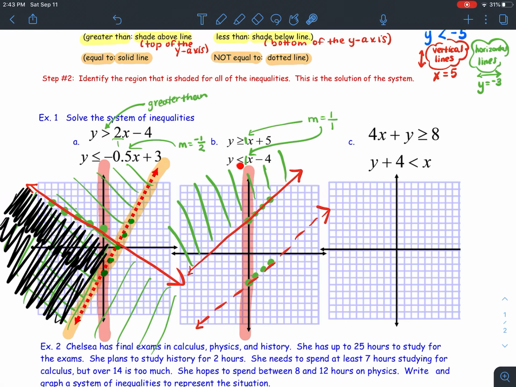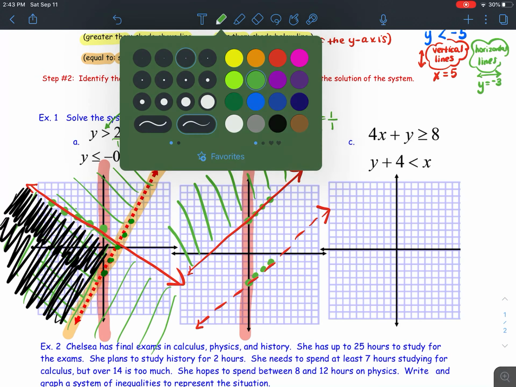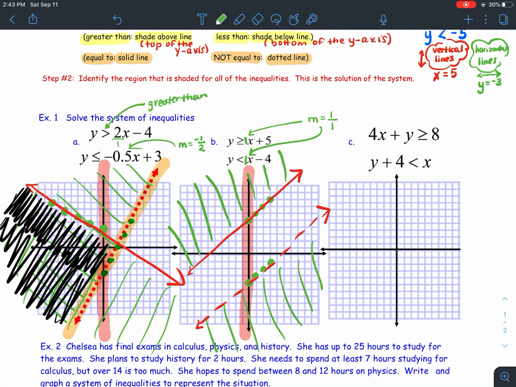Now let's look at the symbol here. This is a less than symbol. Less than means I should be shading the bottom part of the y-axis, so the side of this dashed line that includes the bottom of the y-axis. Well, that would be this side right here.